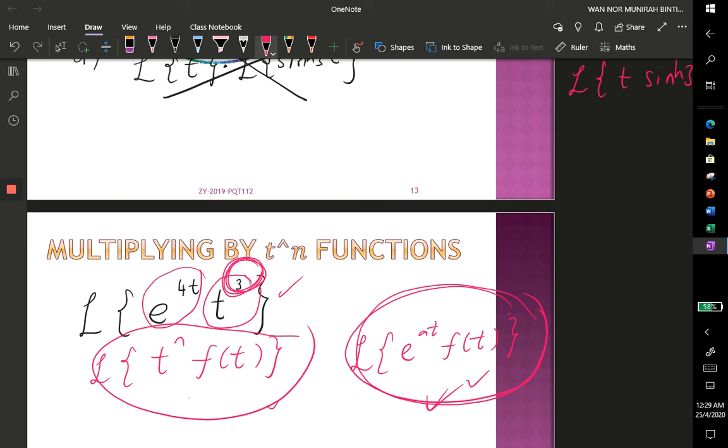So that is our discussion on multiplication by t to the n. So for the next video, we will discuss the inverse of Laplace transform.